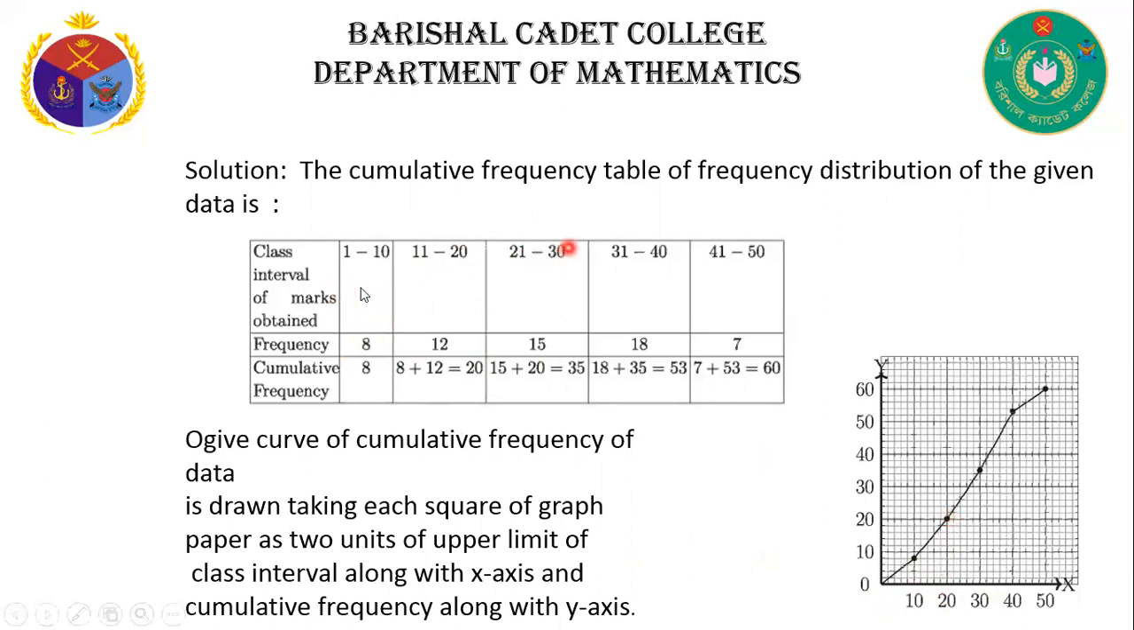In the same way, upper limit 30 with cumulative frequency 35, then 40 with cumulative frequency 53. In the same way, we write upper limit 50 with cumulative frequency 60. Then join these points. This graph is known as the ogive curve or cumulative frequency curve.